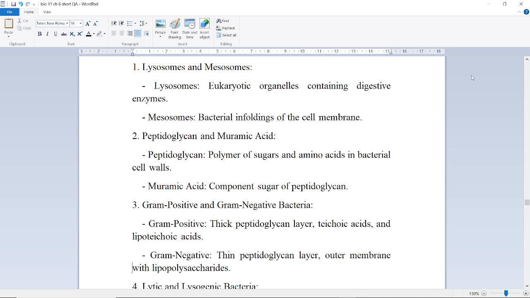Peptidoglycan and muramic acid. Peptidoglycan: polymer of sugars and amino acids in the bacterial cell wall. Muramic acid: component sugar of peptidoglycan. Gram-positive and gram-negative bacteria. Gram-positive: thick peptidoglycan layer, teichoic acids and lipoteichoic acids. Gram-negative: thin peptidoglycan layer, outer membrane with lipopolysaccharides.